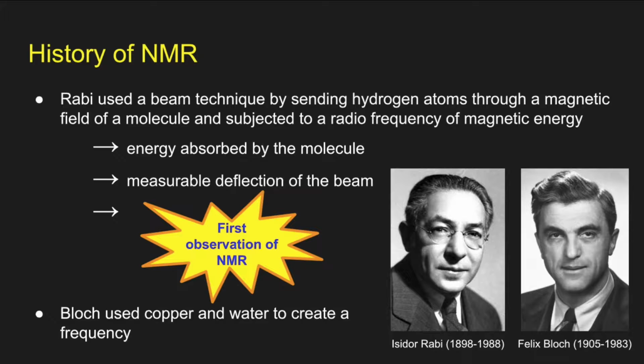Bloch's team adjusted the applied magnetic field until resonance was achieved. Rather than measuring the absorption, Bloch focused on detecting a nuclear signal picked up by the receiver coil. Both Rabi and Bloch won the Nobel Prize in Physics for their contributions in the development of precision methods for NMR.